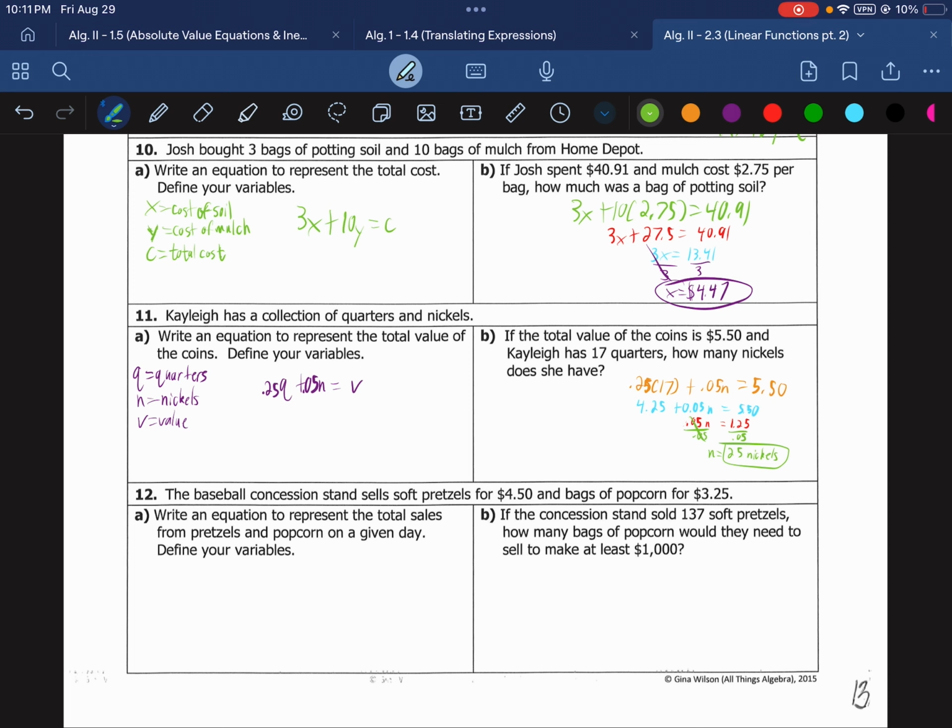So I'll use X for pretzels, and I'll use Y for popcorn. I could do S for soft pretzels and B for bags of popcorn, but you can't really do P and P for pretzels and popcorn because that'd be the same variable. So X for pretzels, Y for popcorn here perhaps, and I'm going to do maybe S for the total amount of sales. You could do M for the total amount of money, or P for proceeds, or really anything you want, or Z because it's a common variable as well.